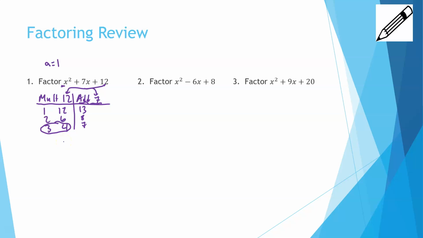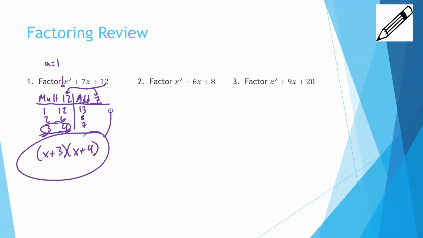And this is where, if a is 1, so if there's no number there and a is 1, all you have to do is take these two numbers and put an x plus in front of them. So x plus 3 times x plus 4. This is factored form of x squared plus 7x plus 12.